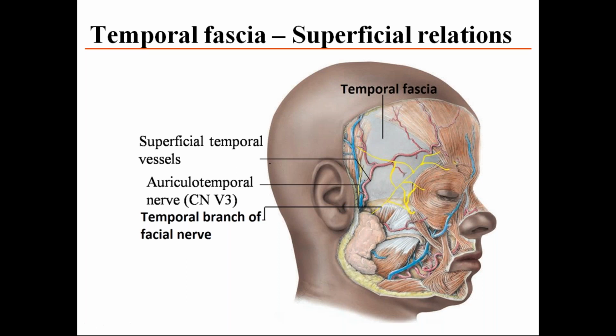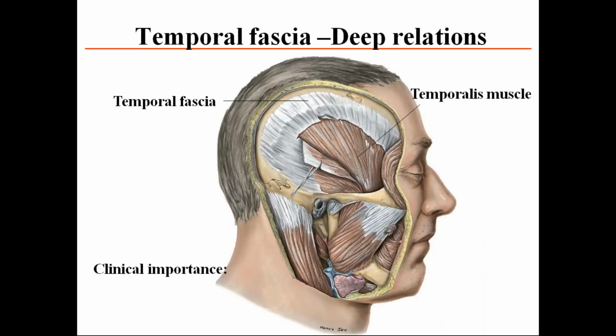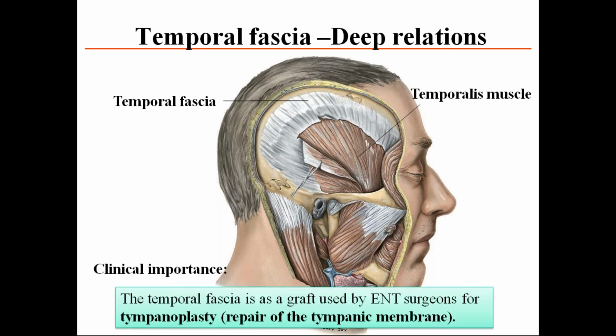Okay, so next, if you see the deep relations, the temporal fascia is deeply related to the temporalis muscle. Not only is it related, it also gives origin to the temporalis muscle. Okay. If you see the clinical importance of the temporal fascia, it is used as a graft in ear surgery. So in ear surgery, which part? It is used as a graft for the tympanic membrane. In tympanoplasty, they use the temporal fascia as a graft. Okay. So that's all about the temporal fascia.